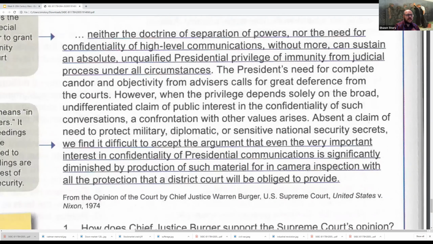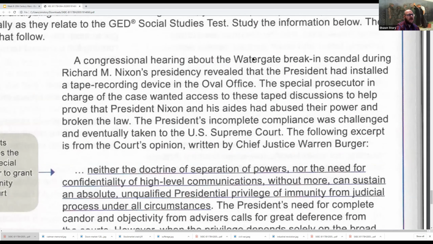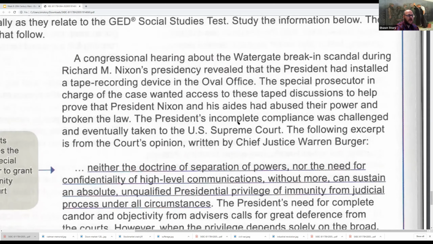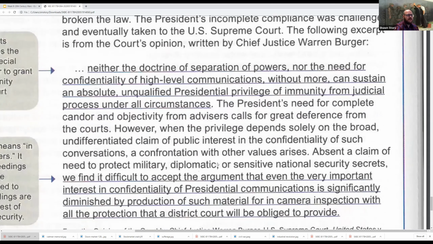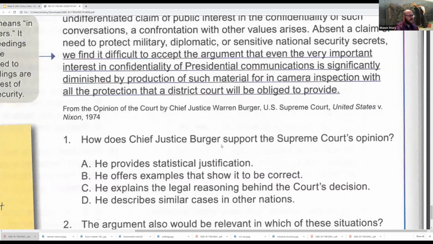So again, the GED exam isn't expecting us to know every single one of these words that the Supreme Court Justice is talking about. We're just trying to capture the big picture. So we already know President Nixon. We know Watergate. We know he resigned because that's our background knowledge. So what is the Supreme Court probably saying here? Let's look at our questions.